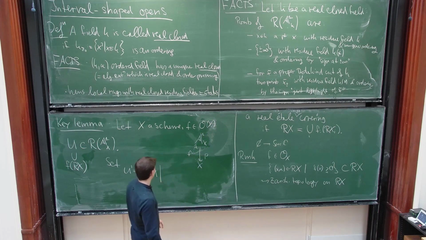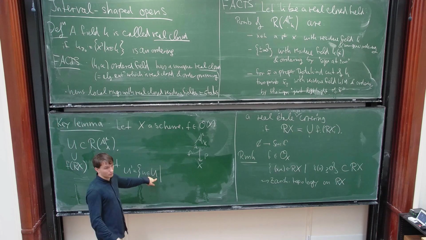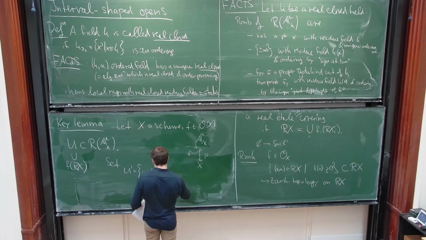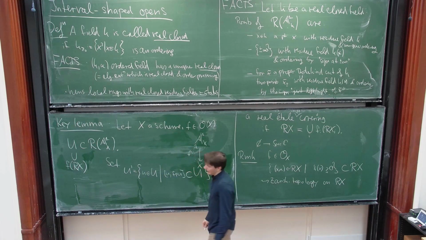And so what I'm going to want is that the entire interval should itself be contained in U. So this is all those U such that the interval from U to F of P of U should be contained in U. And the claim is that this set is open.